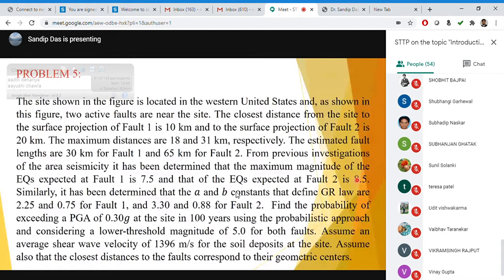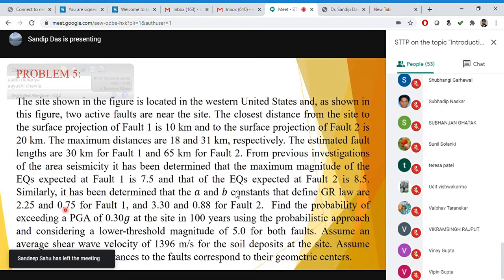Similarly, it has been determined that the A and B constants that define the GR law are this and this. So you see, they have given A and B values. In the previous equation I showed alpha and beta. You know how A and B are related to alpha and beta, right? Alpha is simply log 10 to the base e times A, and beta is log 10 to the base e times B. That constant is something like 2.30. So you know A and B and alpha and beta, and you can know what these values are and how to use them in your previous equations.